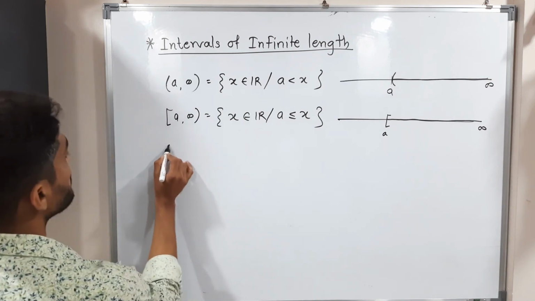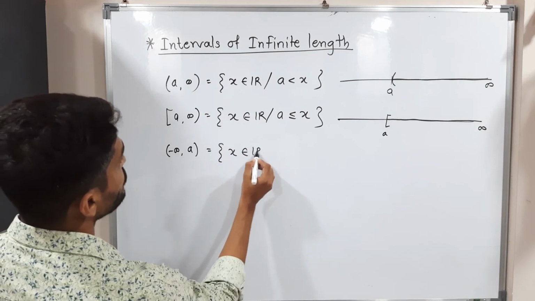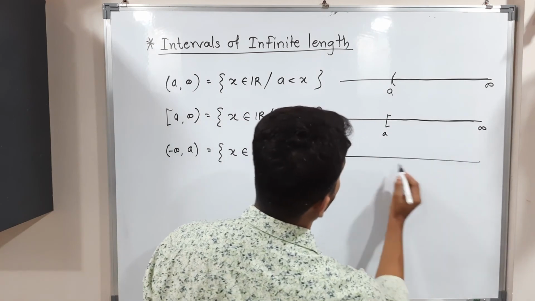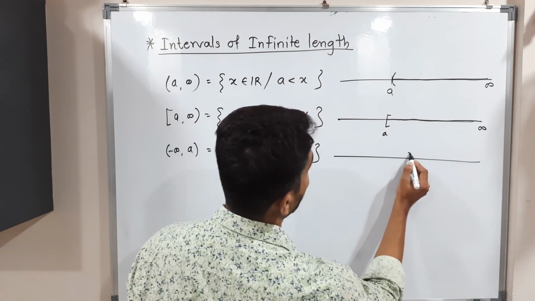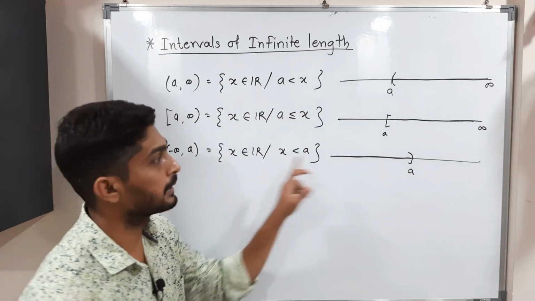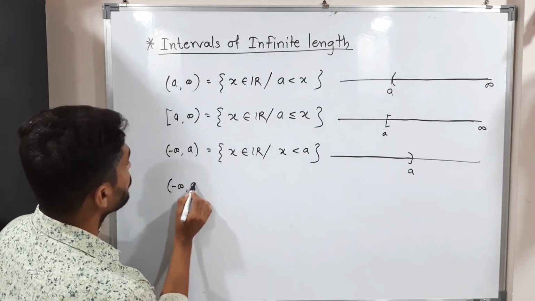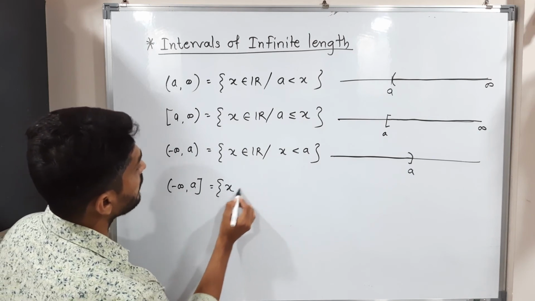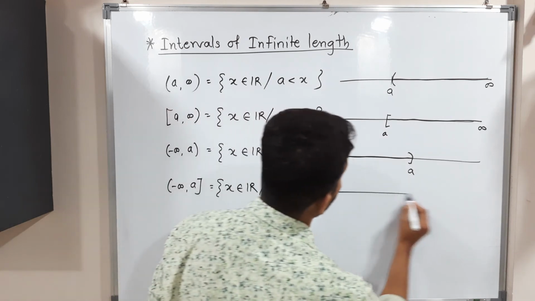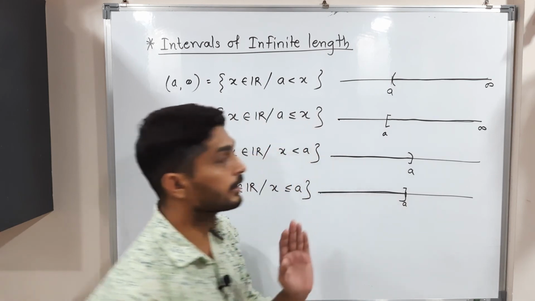The next interval is minus infinity to a. It will be like this: x belongs to R such that x less than a. Suppose this is a real line and point a is here. We consider all points which are less than a, but point a is not included here. Next is minus infinity to a, closed at a. That means x belongs to R such that x less than or equal to a. That means all points less than a or equal to a.